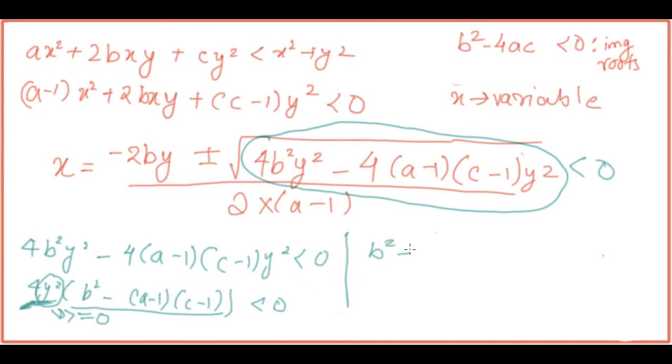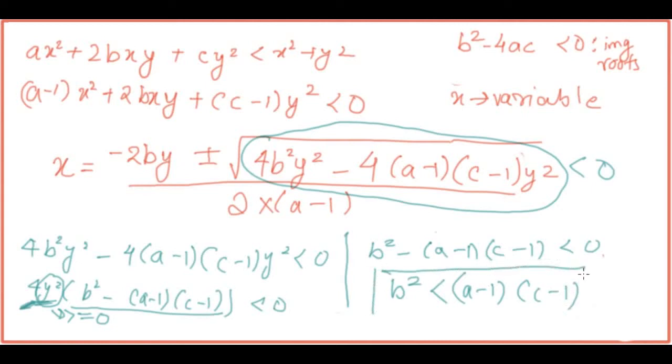So b square minus (a minus 1) into (c minus 1) should be less than 0. Then b square should be less than (a minus 1) into (c minus 1). Now this is the only equation I need to solve to get through this question, right? Now I reduce this question to a simpler equation which I need to solve. Only these combinations I need to find which satisfy this equation, right?